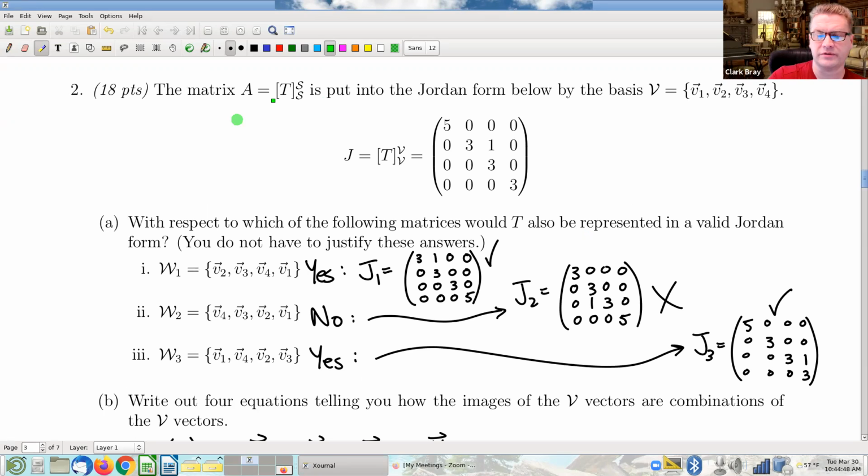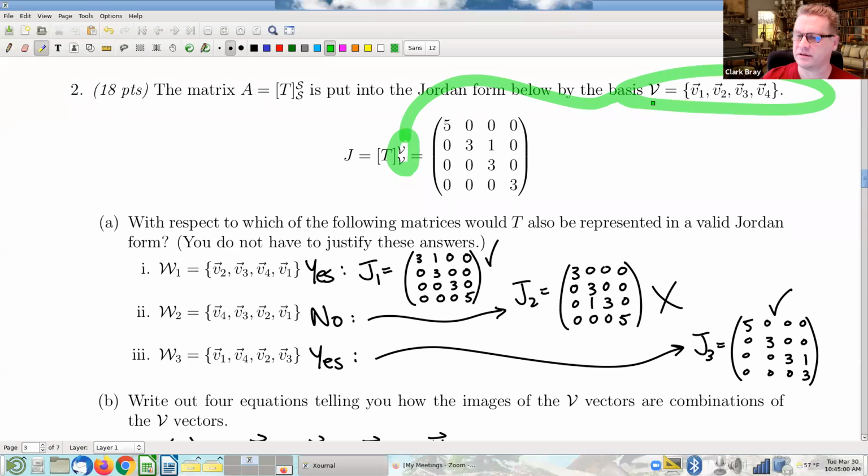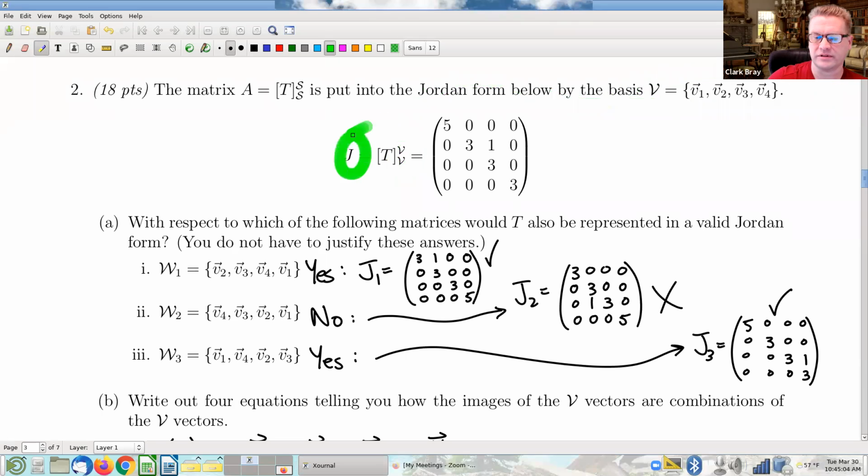So, the original matrix itself, not given. We don't know. Turns out we're not going to need it. But we are given that, with respect to this basis, V1, V2, V3, V4, the matrix has this form.